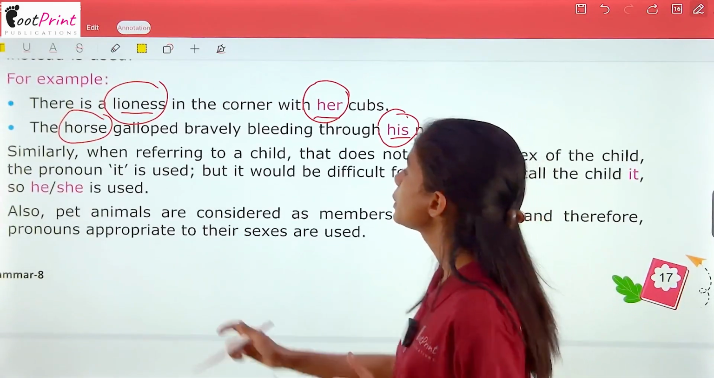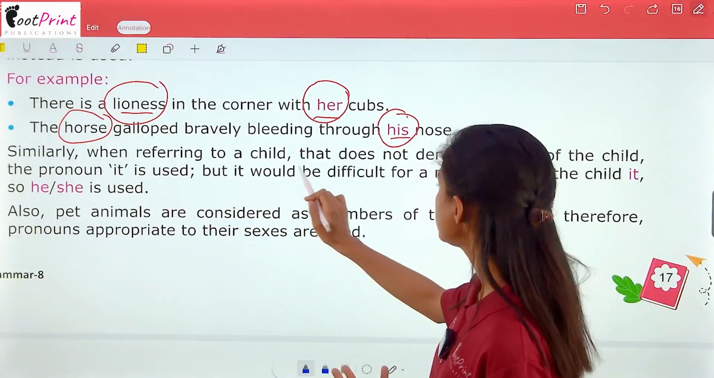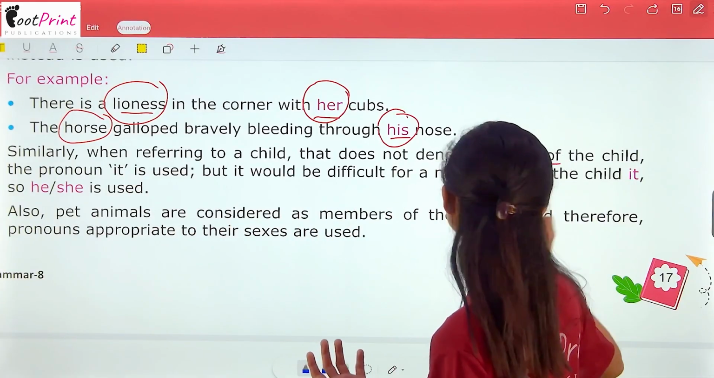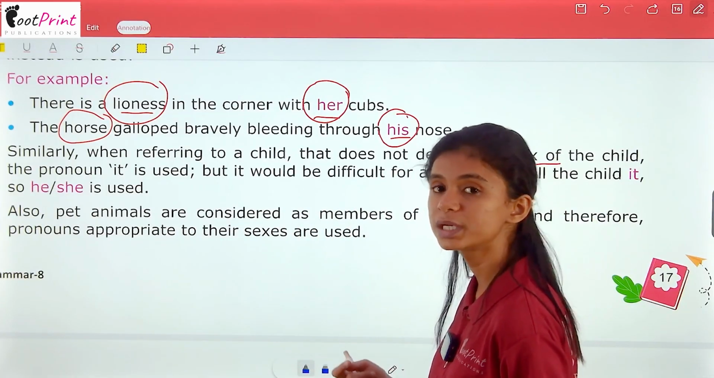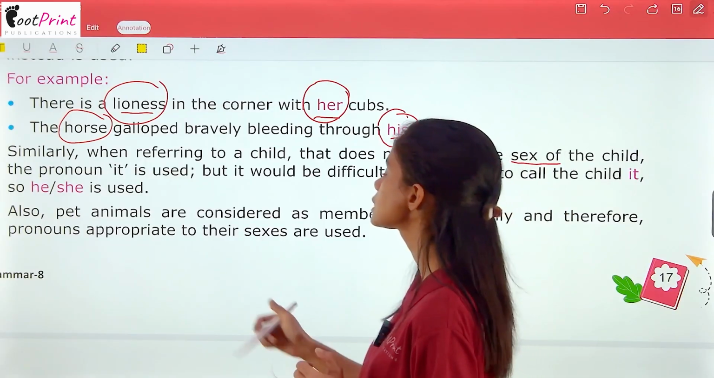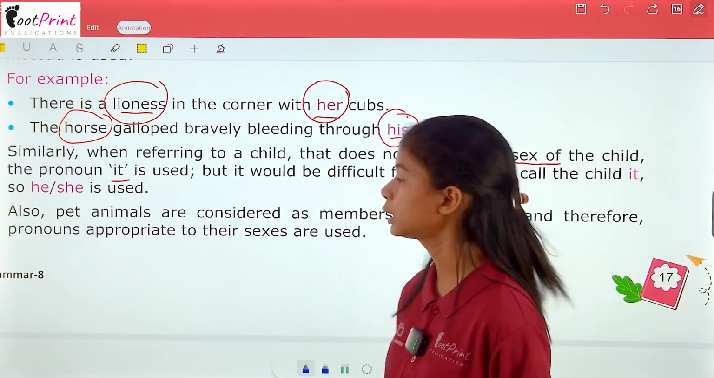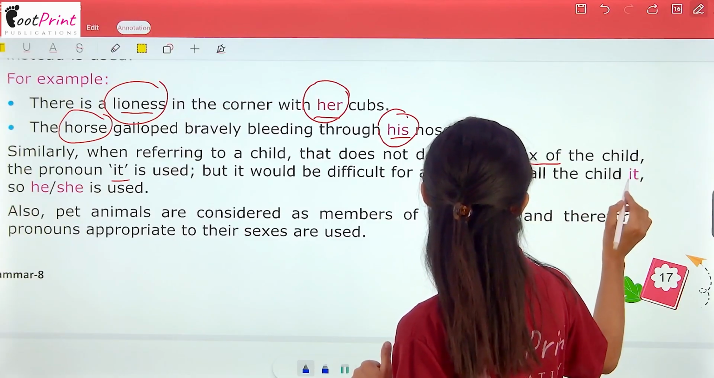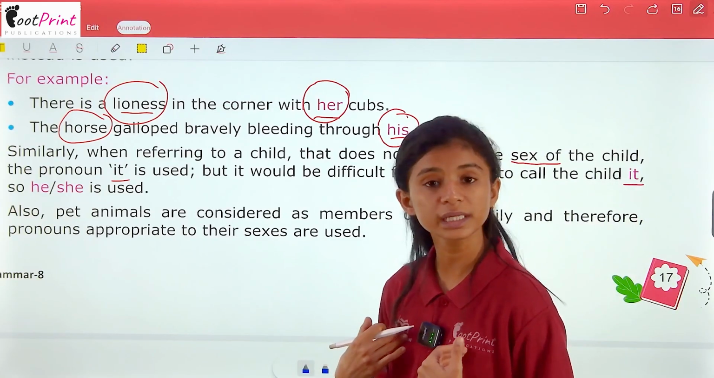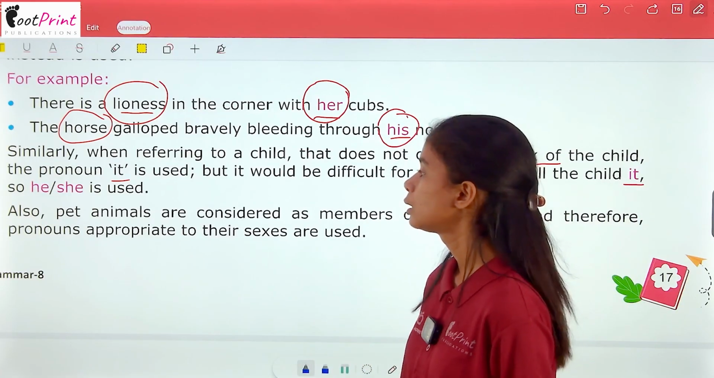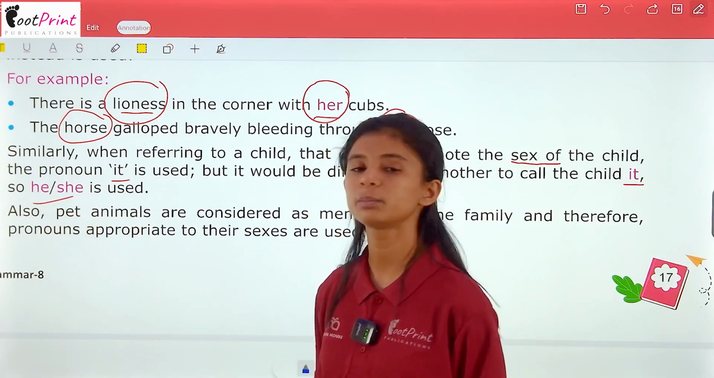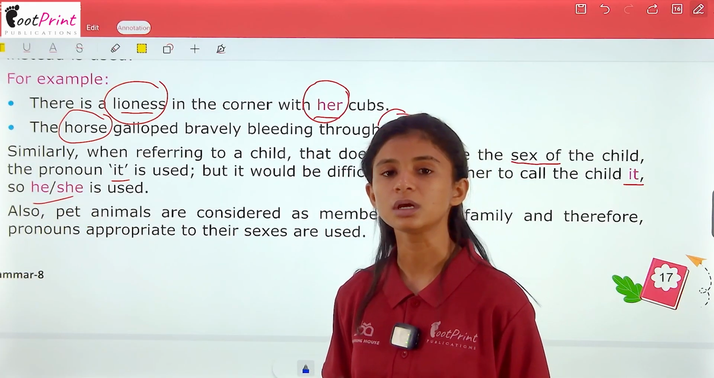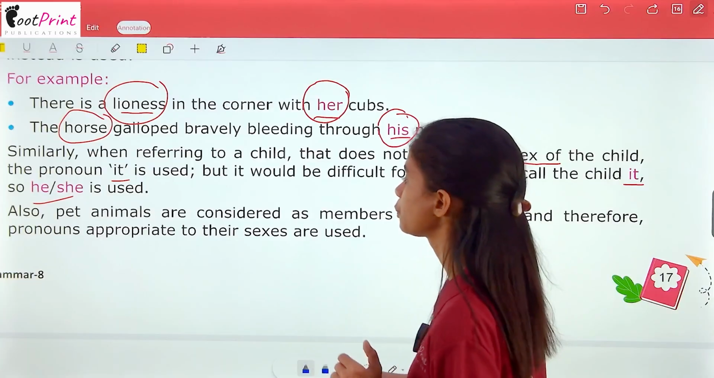Now, similarly, when referring to a child, that does not denote the sex of the child. जब किसी child का हमको gender denote नहीं हो रहा है in a sentence, it will be used in the place. But it would be difficult for a mother to call the child it. A mother cannot call her child it. So he or she is used. A mother will always use he or she because she knows the gender, right?